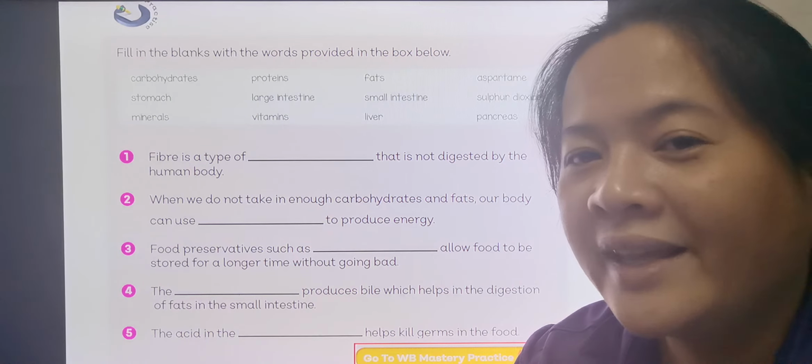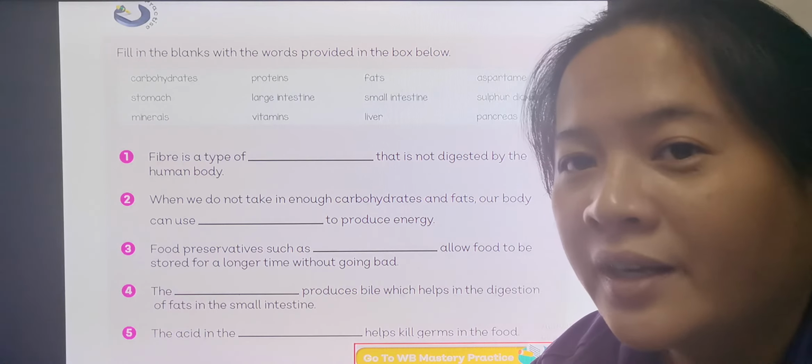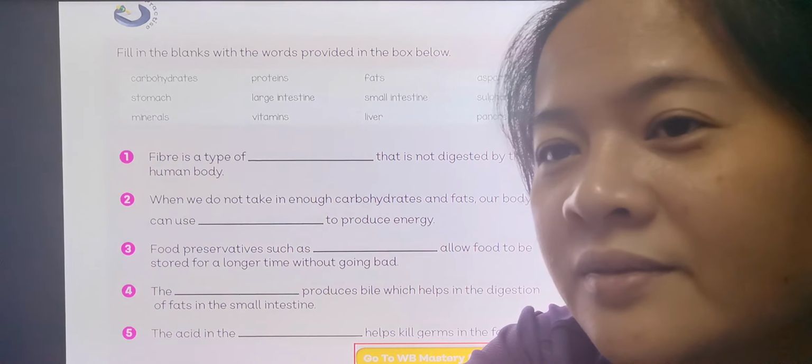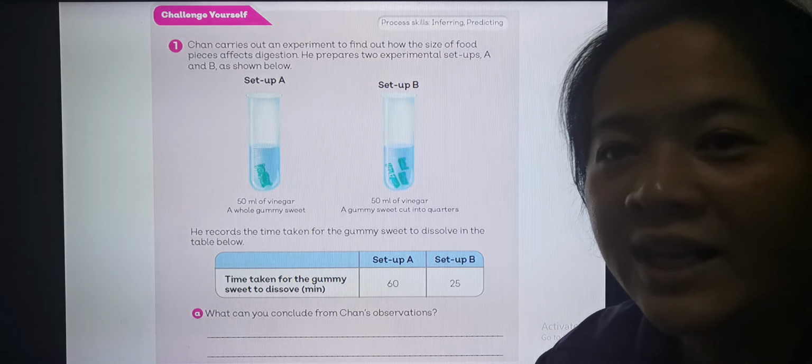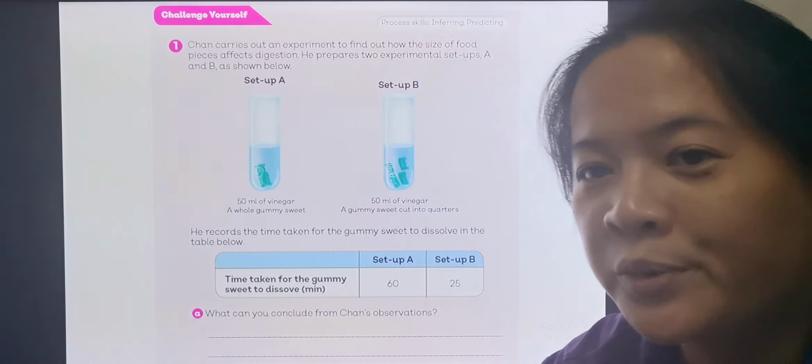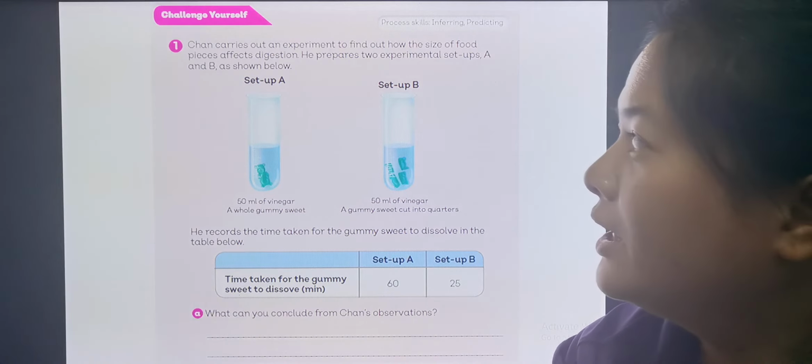Okay, and then we're going to answer your workbook. So this is in your workbook, page 11. Okay, we're going to answer your workbook, page 11.